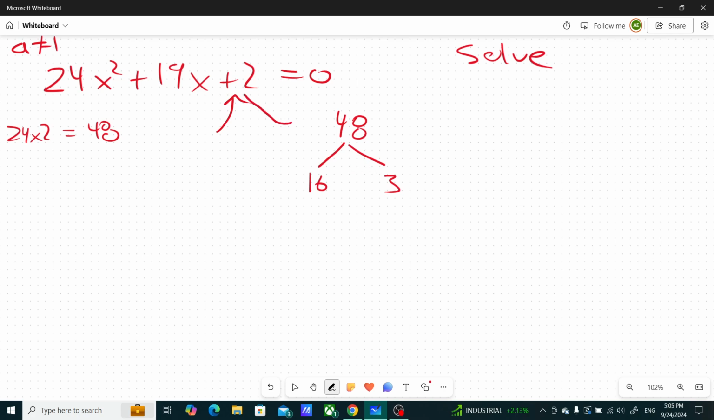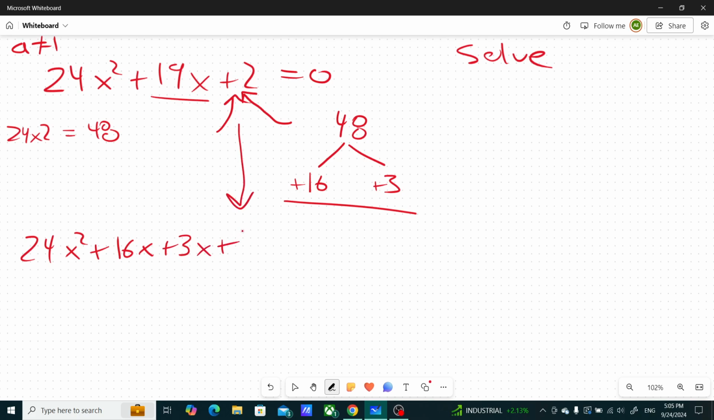Let's now look again at this sign. Since it's a plus, they will both take the middle sign, so they will both be a plus. So I will rewrite my equation as 24x squared. Instead of 19x, I will write in terms of those two factors. We know that they're both a plus, so 16x plus 3x plus this 2 equals 0. Again, I will group those two and those two.